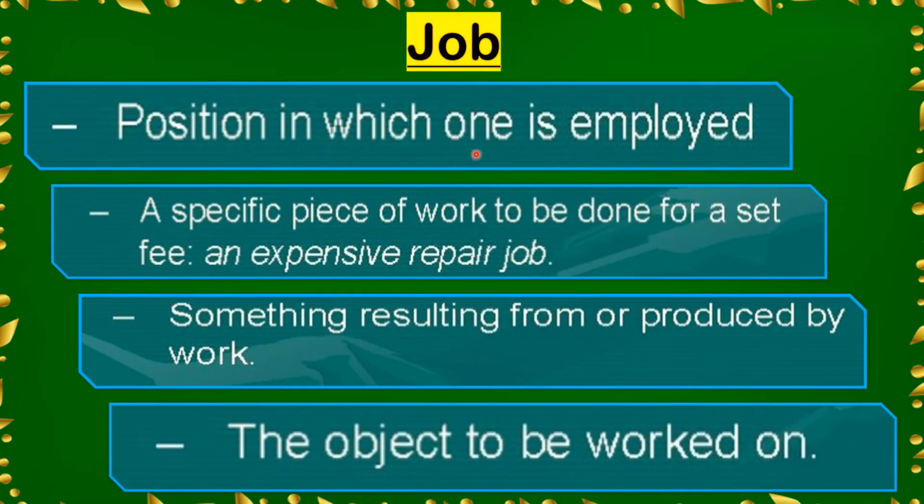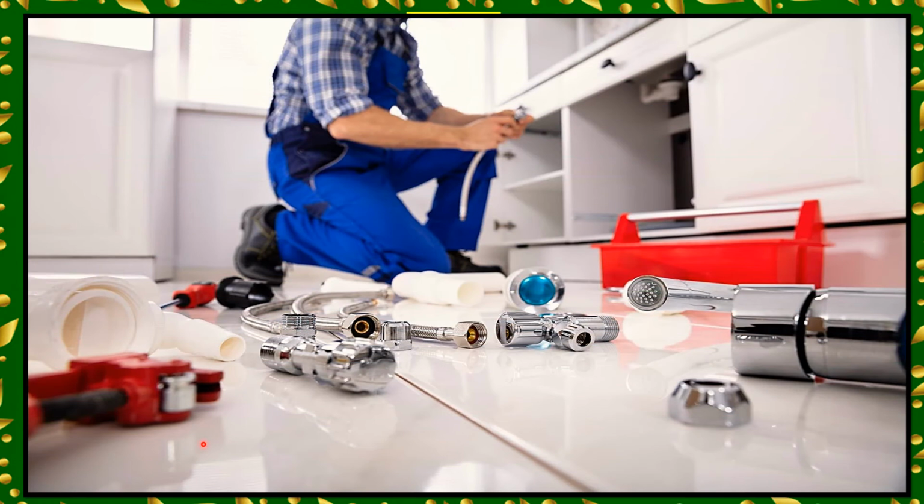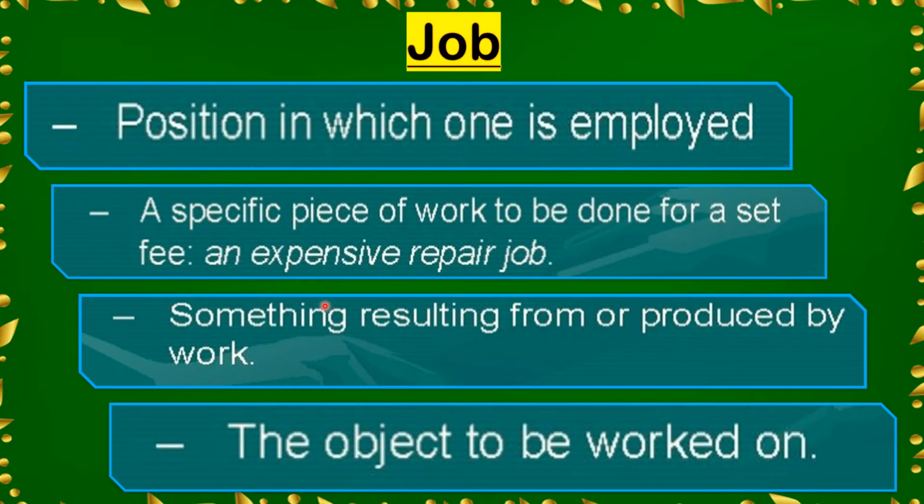Next, the object to be worked on. So take a look at this picture. These are objects. Of course, you need someone who is a skilled worker to do the task or to do the job. So this is the person who is a plumber who is going to do the job. So class, these are the meanings of job.